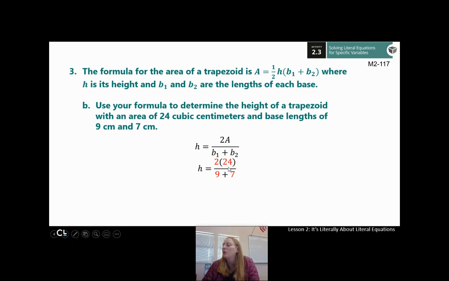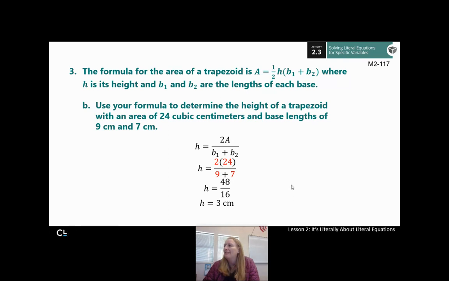So 2 times 24 is 48, and 9 plus 7 is 16. So now I have 48 over 16, and of course, use a calculator if you need to, that's fine. 48 divided by 16 gives me 3. So it looks like my height, centimeters, right? Cubic centimeters, centimeters. My height is 3 centimeters. Don't forget your units. Those are important.